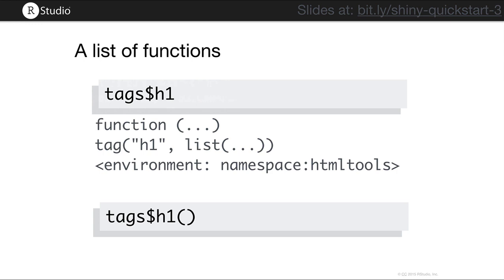If you want to use one of these functions in the tags list, just refer to it the same way, but put parentheses after the function. This is how you trigger the code in a function to run when you use R. So now if I run tags$h1 with parentheses, it actually runs that function. And what that individual function does is it just inserts an h1 tag somewhere, not surprisingly.